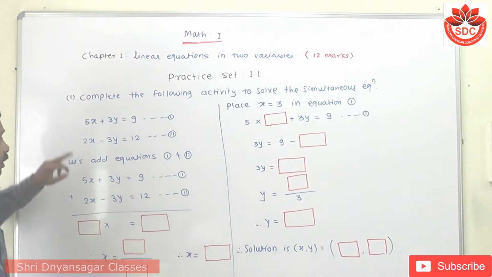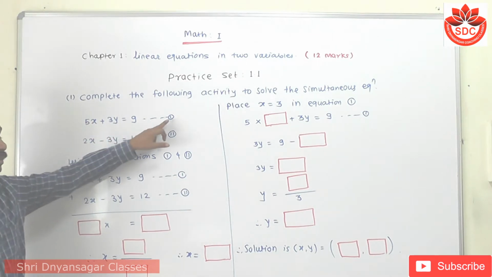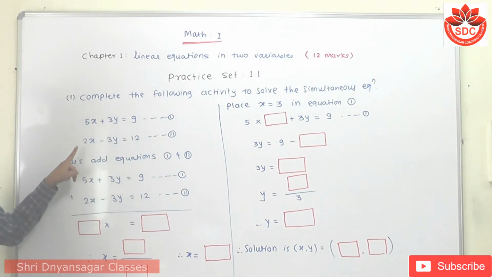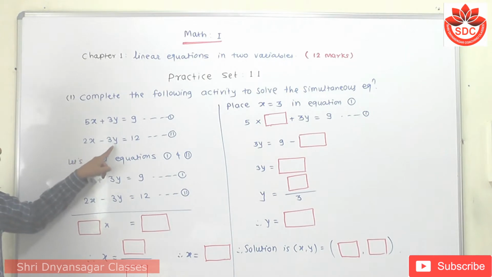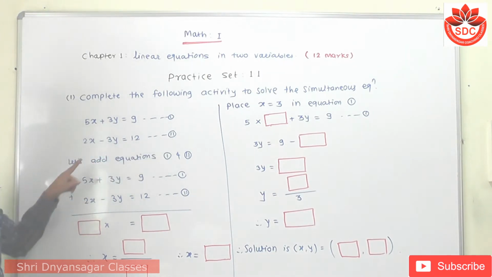Now, a simple one, look at this. The first equation is 5x plus 3y equals 9. This is equation number first. Then the second one is 2x minus 3y equals 12, the second equation. Student, in your book here is a plus sign, but actually there is a minus sign.